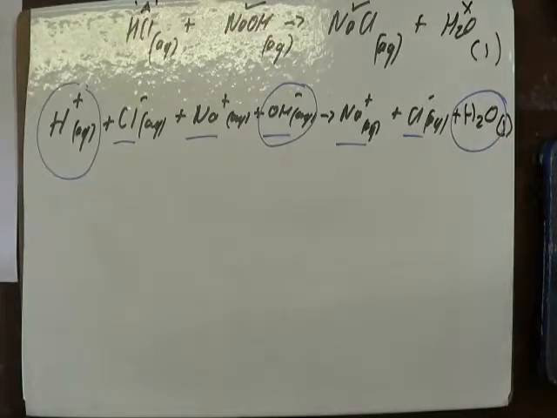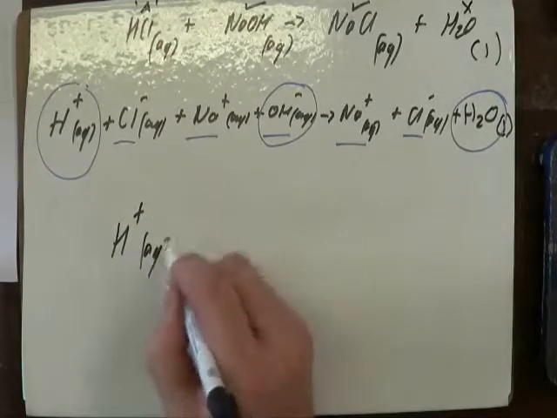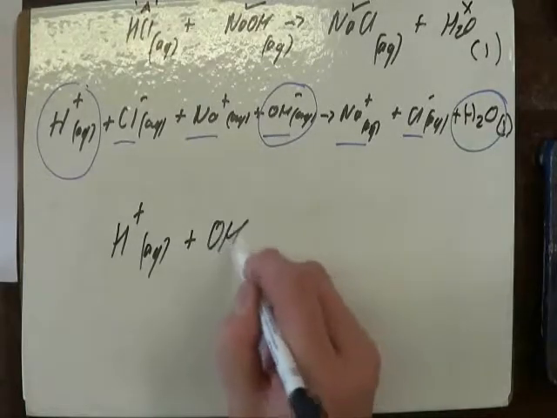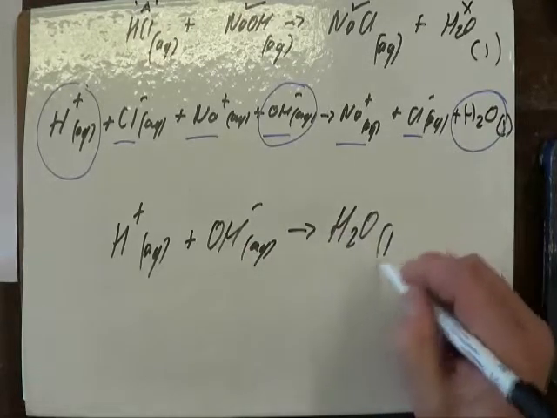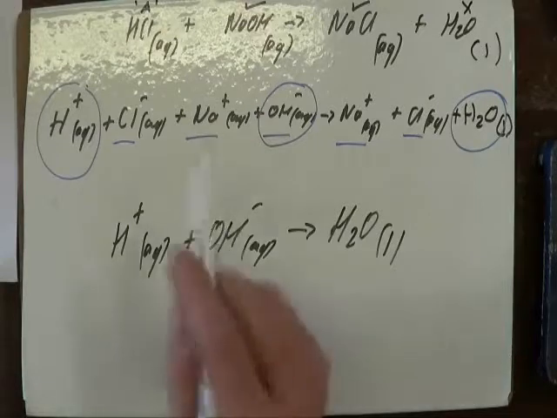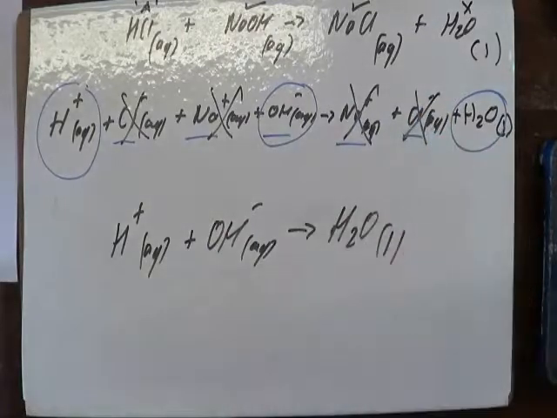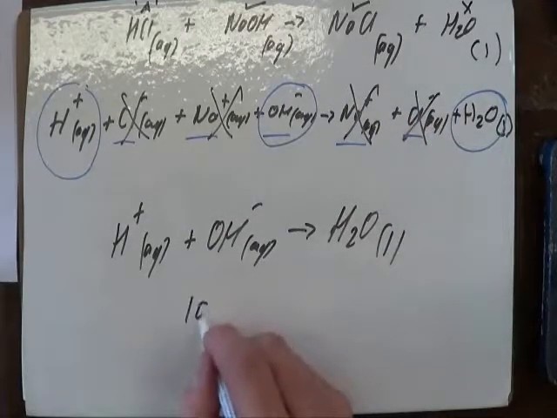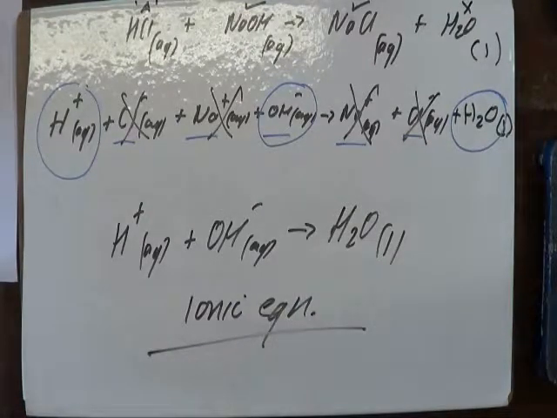And that's us done. The last thing we do then is we take the circled species only and we bring them down and we rewrite as H plus aqueous plus OH minus aqueous to give us H2O liquid. And that is it. Done. We have removed all the spectator ions. And that is our final ionic equation. Okay, so we'll do another few of these, guys, and hopefully by the end of it, you have got a pretty good idea of how to do these.